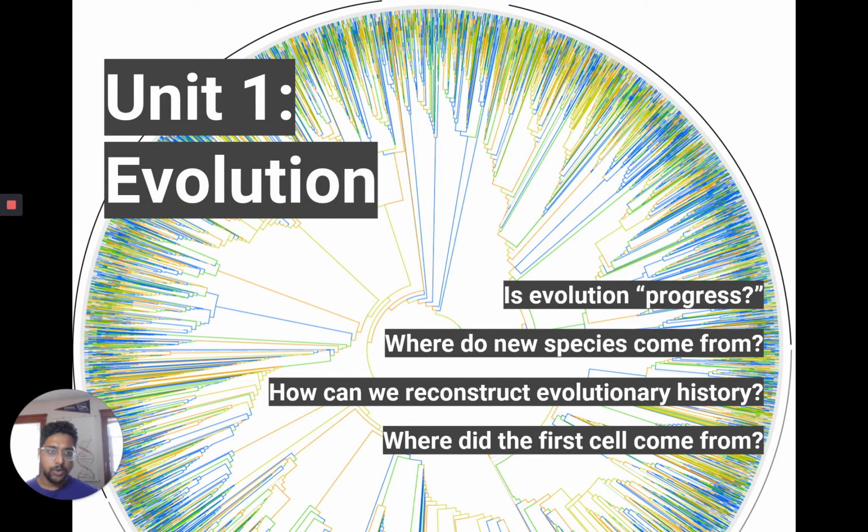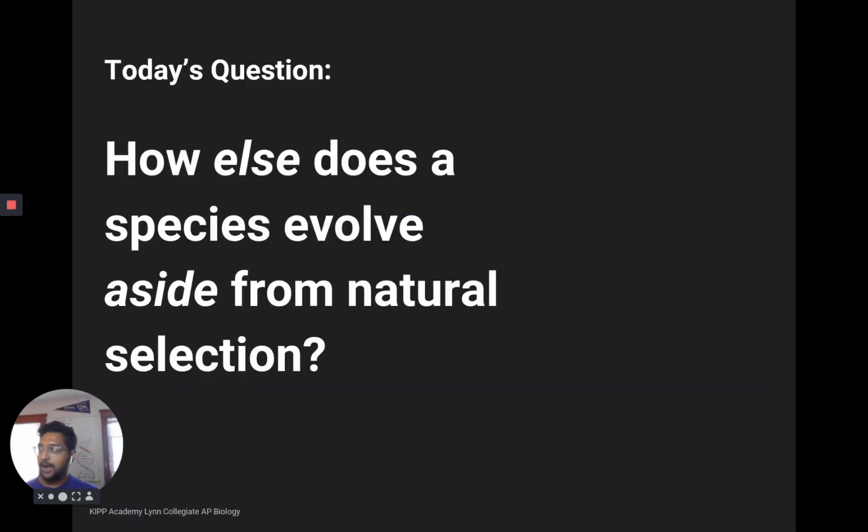Okay, so we are still on Unit 1, evolution. We're trying to figure out, is evolution progress? How can we reconstruct evolutionary history? Where does the first cell come from, et cetera, et cetera. But today's question in particular is going to be, how else do species evolve other than natural selection?